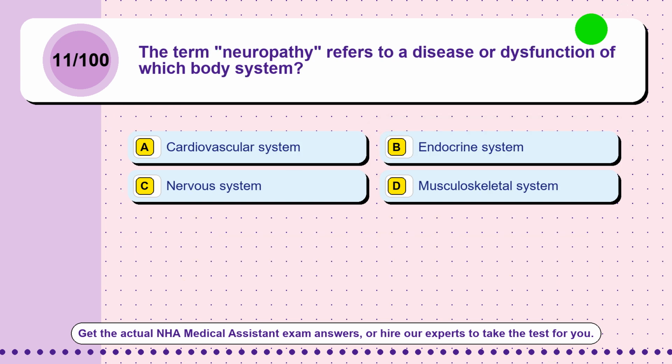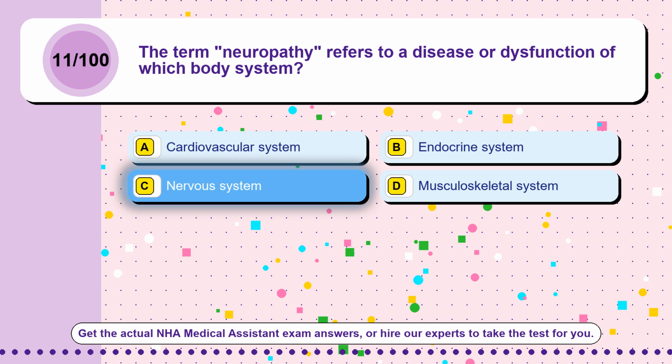Question 11. The term neuropathy refers to a disease or dysfunction of which body system? Option A, cardiovascular system. Option B, endocrine system. Option C, nervous system. Option D, musculoskeletal system. The correct answer is option C, nervous system.